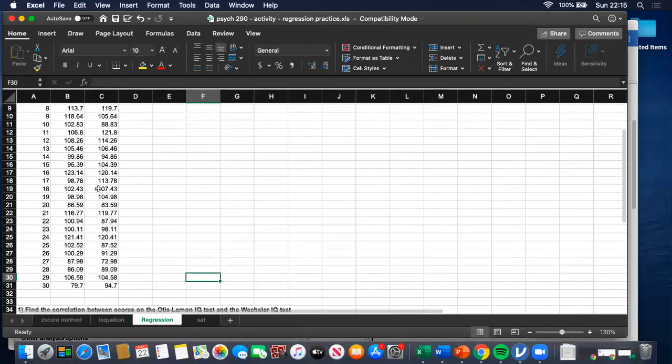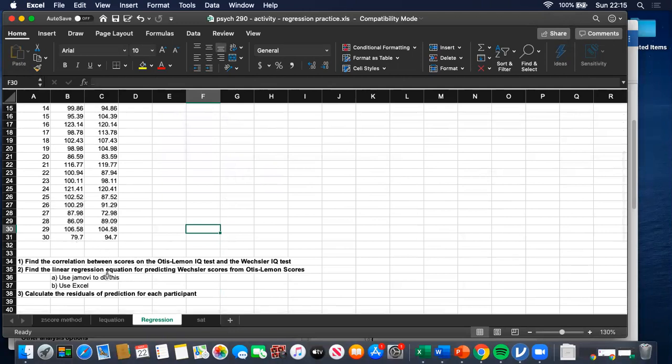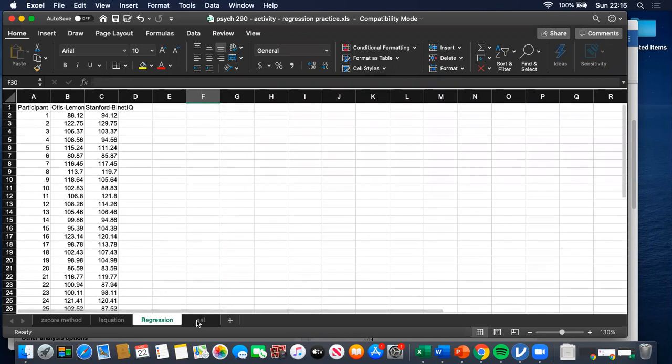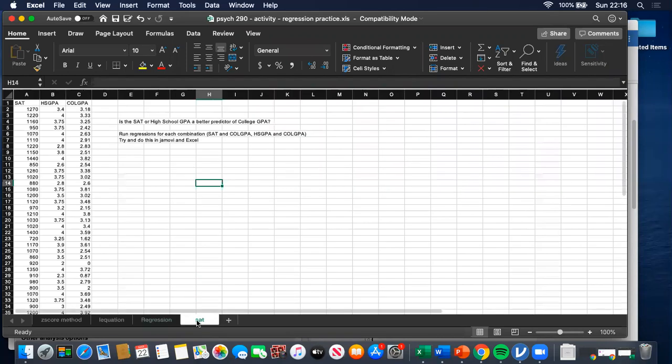So based on that, you should be able to walk through the two examples in this particular activity, right? So you have some data set here. You need to run the correlation, get the regression equation, practice it in both Jamovi and Excel. And then you can also calculate the residuals of prediction for each participant, right? So you can actually use that regression equation to do that. It's a lot of math practice. You know, it's not crucial that you do all of that practice, but it's something that you should be able to do, right?